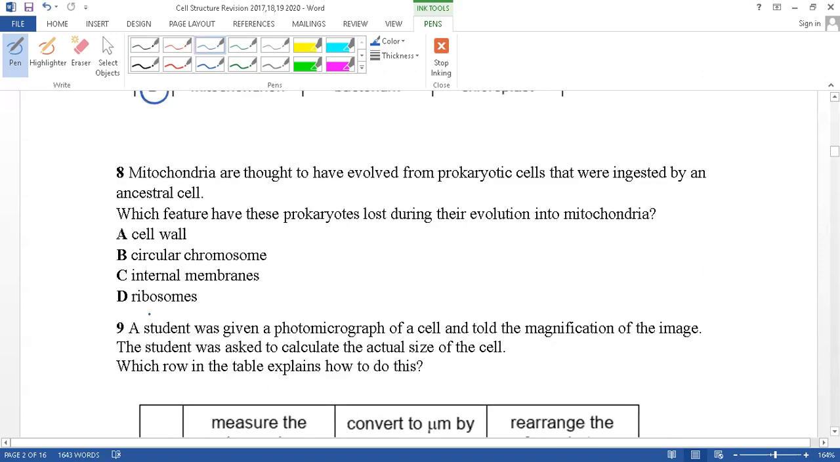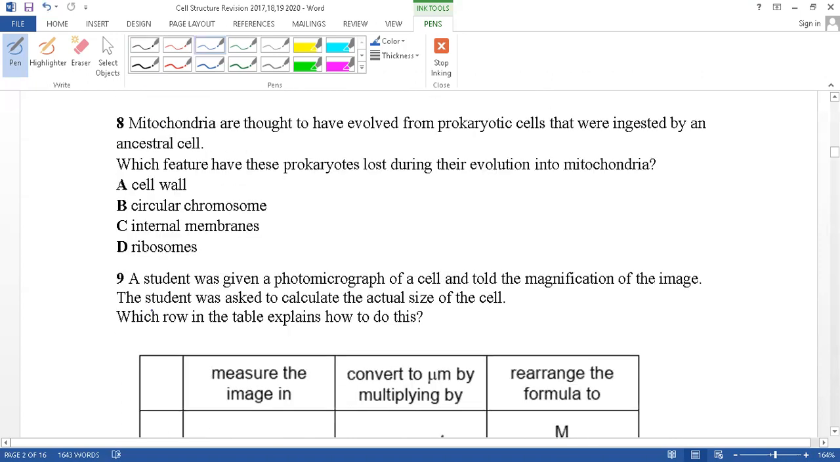Yes, ma'am. Okay. Now you're going to tell me the answer to this. Mitochondria are thought to have evolved from prokaryotic cells that were ingested by an ancestral cell. Which feature have these prokaryotes lost during their evolution into mitochondria? If a prokaryote has evolved into a mitochondria, which feature did they lose?